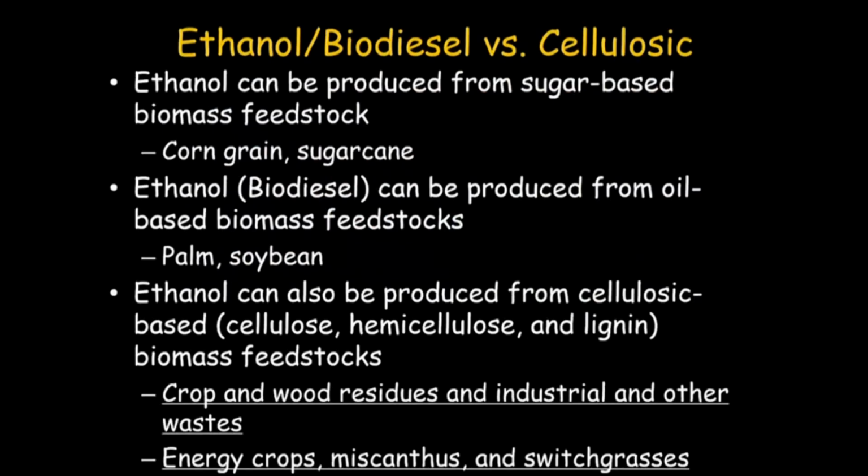As I mentioned, ethanol versus cellulosic. Ethanol can be produced from sugar-based biomass. The sugar is fermented and converted into ethanol, and those sources could be corn grain or sugar grain. But there is another source, biodiesel, which can be produced from oil-based biomass, for example palm and soybean. And ethanol can also be produced from cellulosic.